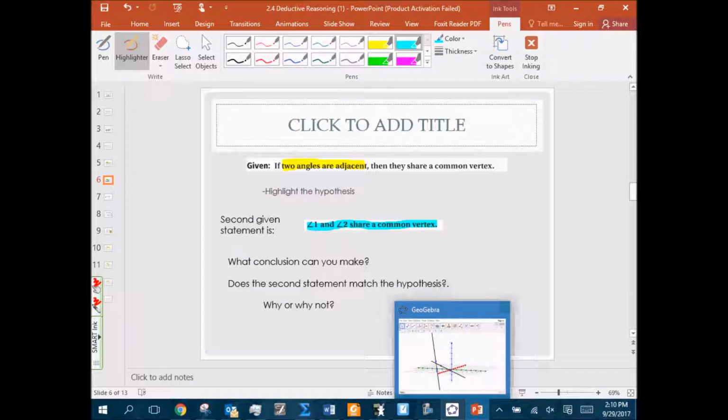No. If two angles are adjacent, then they share a common vertex, and it says angle 1 and angle 2 share a common vertex. Those two things are not matching. Adjacent is a larger concept than just having a common vertex. Being adjacent means common vertex, common side, no common interior points. Does that make sense? So those two ideas do not match. So I cannot make a conclusion about angle 1 and angle 2. And here's the reason.